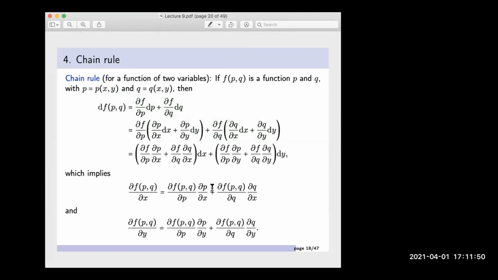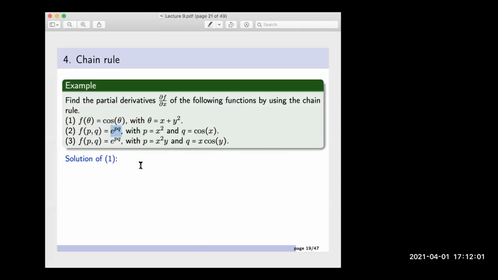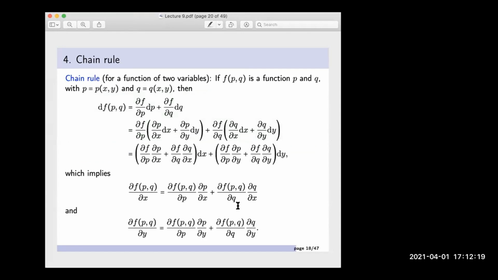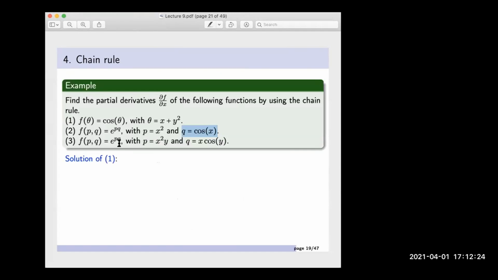But this is only one part. You still need to take the partial derivative in q, and then times the partial derivative of q. Well, if you take the partial derivative in q, you get a p coming out. And the partial derivative of q would be negative sine x. So every term can be computed. If you look at this formula, every term can be computed. Then you sum up these terms, and you get the result, the partial derivative in x of f.